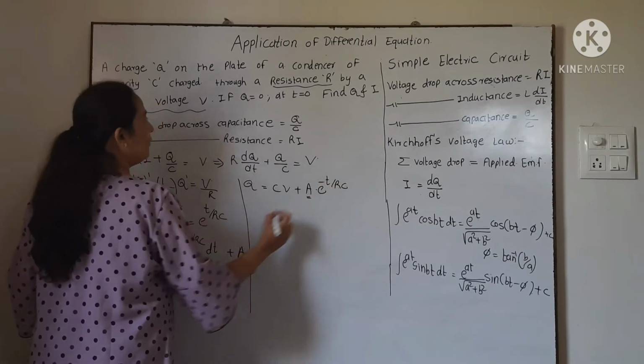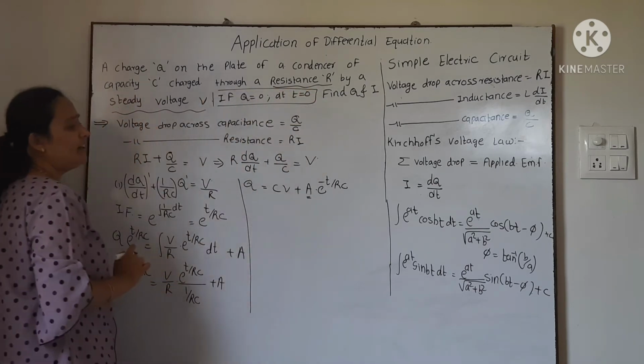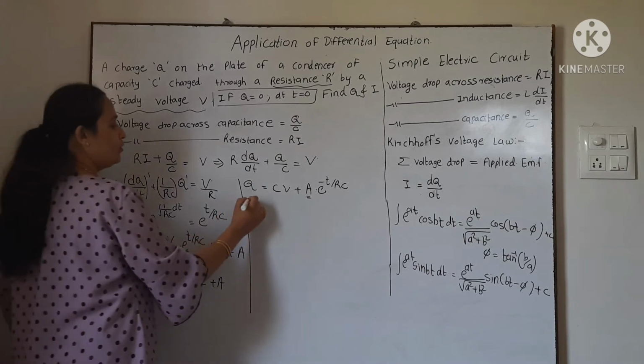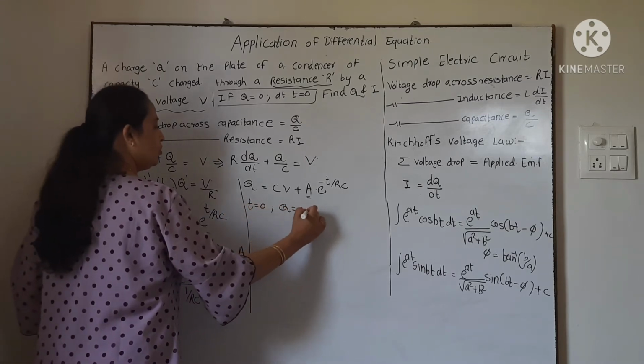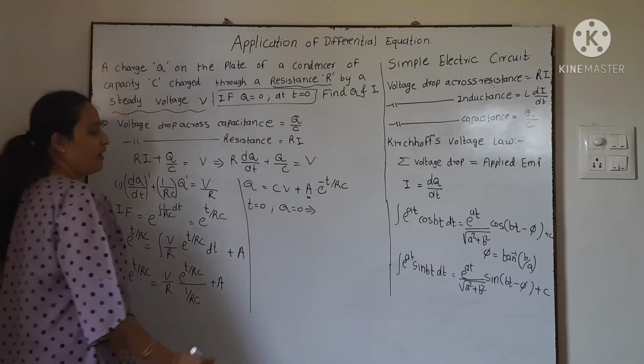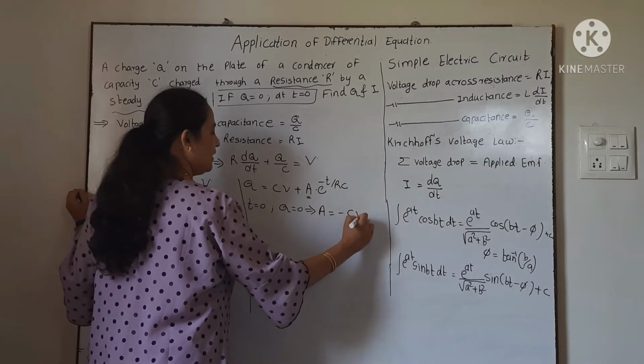To find the value of A, they have given us the initial condition that initially, when t is equal to 0, Q is equal to 0. If I put t equal to 0 and Q equal to 0, this will give you the value of A. So you will get A is equal to minus CV.